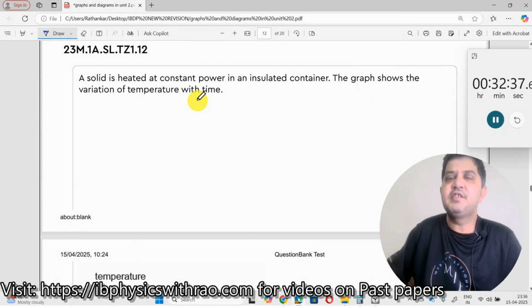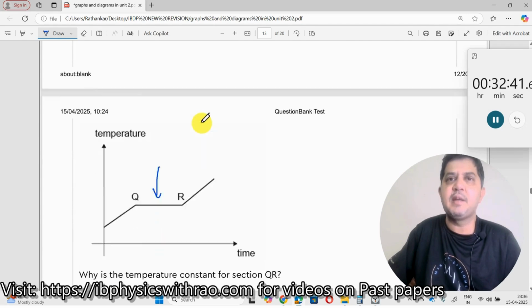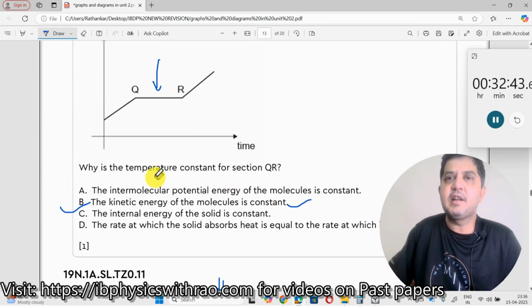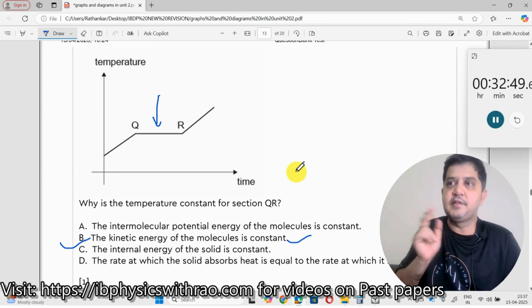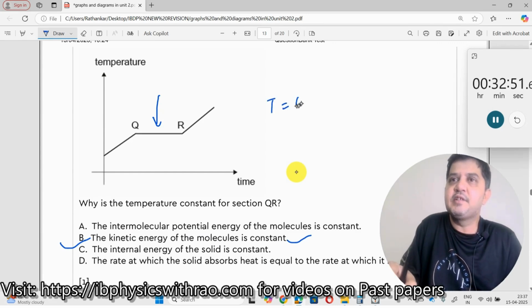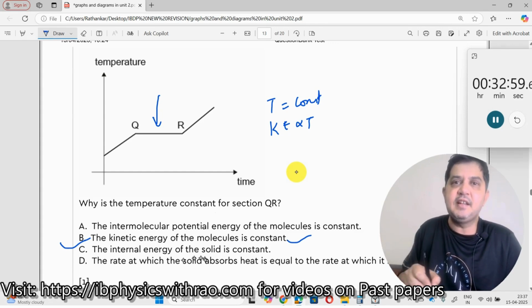Next. A solid is heated at constant power in an insulated container. The graph shows a variation in temperature and time. Okay, why is the temperature constant for this section Q1? Now, whenever you say temperature is constant, what should you understand? When temperature is constant, temperature is a measure of kinetic energy. Kinetic energy should also be constant. Do we have anything like this?